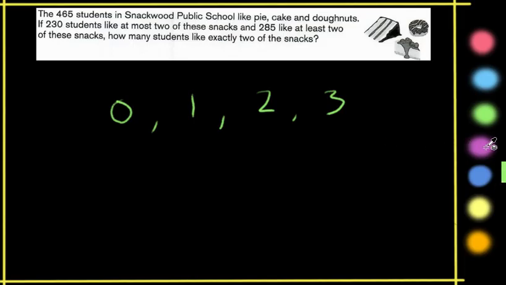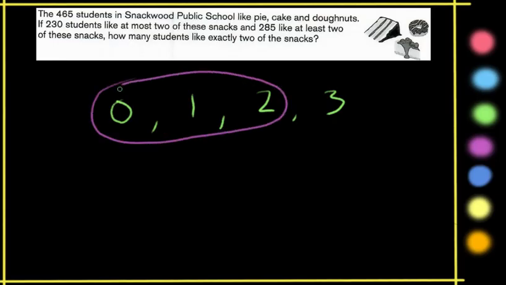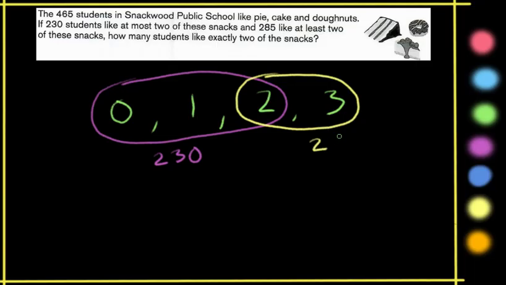Okay, so let's draw that. Let's draw at most 2 of these snacks. That's all these numbers here. So there are 230 students who fall into one of these 3 categories, let's say. And then it says there are 285 that like at least 2 of these snacks. So at least 2 would mean one of these 2 categories. So there are 285 students there.